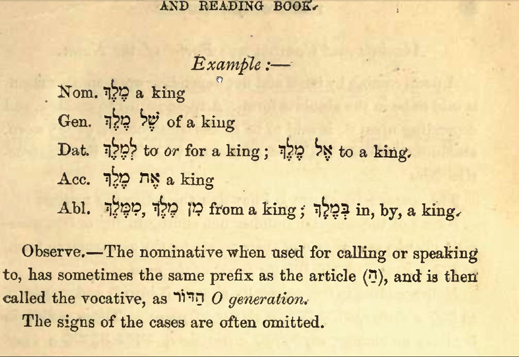Notice that when the nominative, that's this one up here, the thing itself, is used for calling or speaking to, it sometimes has the prefix as the article ha, and then we say it's the vocative, like hador, O generation. When you're speaking or addressing or talking to the entire generation, you say hador, O generation. So we don't translate this as the generation. And also, to confuse matters slightly, in the Bible and in other texts, the signs of cases are often just not there at all.